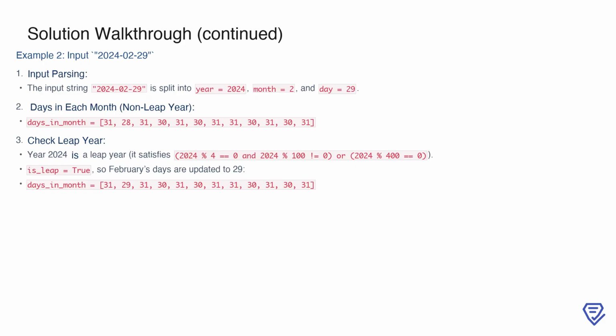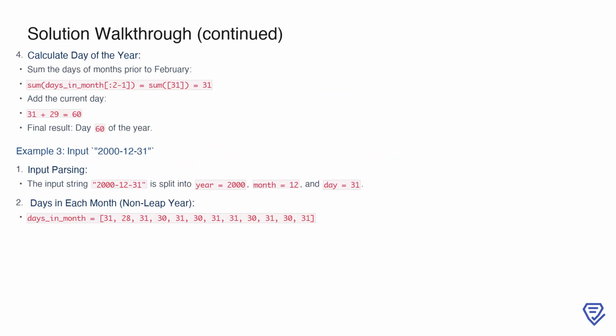However, since 2024 does satisfy the leap year condition, being divisible by 4 and not 100, or divisible by 400, it is a leap year. Thus, we update February's days from 28 to 29 in the days_n_month list. This adjustment ensures that we accurately account for the extra day in February when calculating the day of the year for leap years.